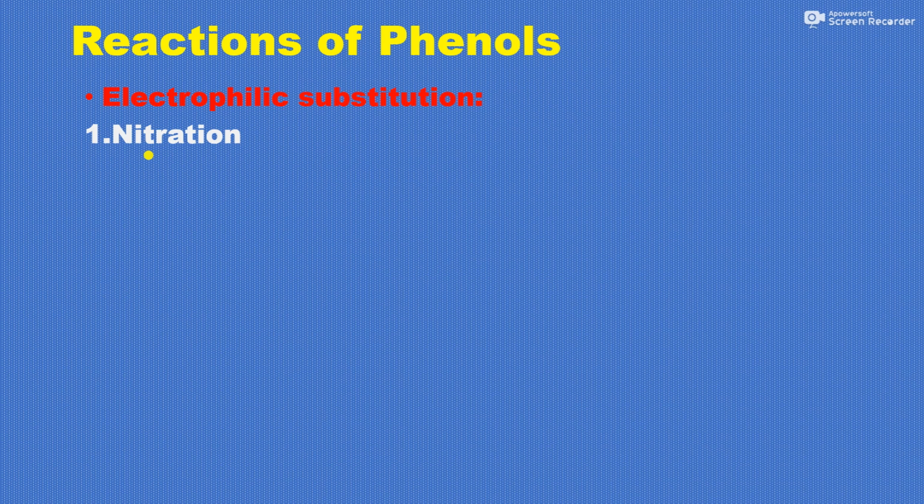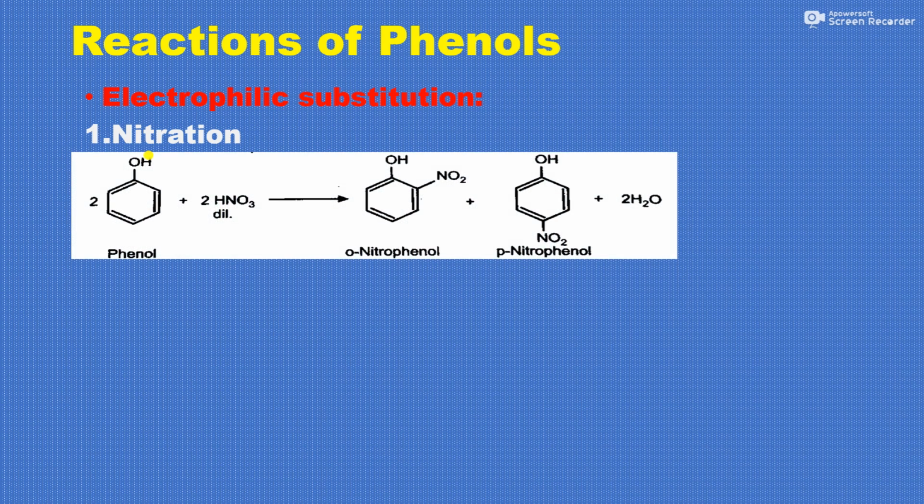The first reaction of this type is nitration. So what happens in nitration? Phenol, when reacted with dilute HNO3, gives orthonitrophenol and paranitrophenol. In this reaction, one of the hydrogen atoms of the aromatic ring at ortho and para positions is substituted by an electrophile, the nitro group. Thus, we get orthonitrophenol and paranitrophenol.